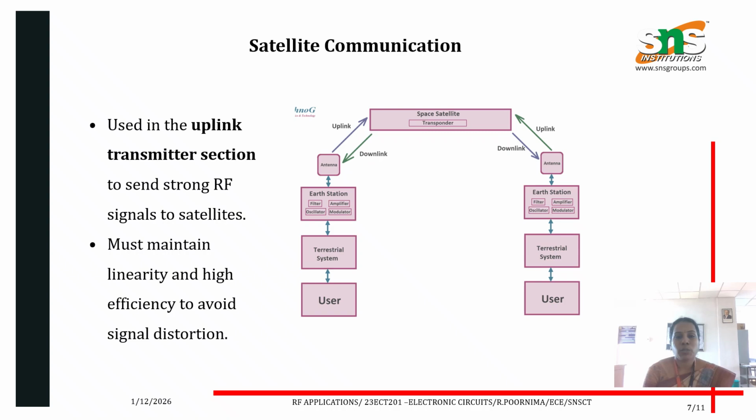In satellite communication, power amplifiers are used in the uplink transmitter section to send strong RF signals to satellites. At the uplink transmitter section, the RF signal is amplified before transmitting. It must maintain linearity and high efficiency to avoid signal distortion.